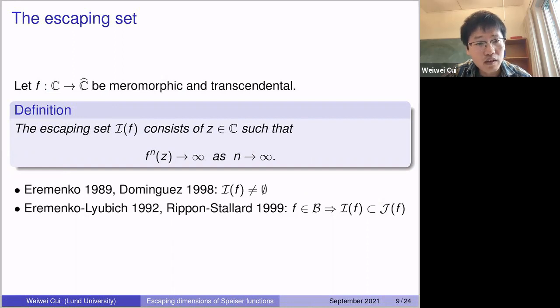The main topic is about the Hausdorff dimension of the escaping set, but I guess the escaping set is quite clear. The definition is quite clear to all of you: the escaping set is just the set of points which escape to infinity under iteration. This set is non-empty. It was proved by Eremenko for entire functions and by Dominguez for general meromorphic functions. But if the function belongs to class B, then you have stronger results that the escaping set intersects the Julia set. Actually, the Julia set is the closure of the escaping set. These are results by Eremenko and Lyubich for entire functions and by Rippon and Stallard for transcendental meromorphic functions.